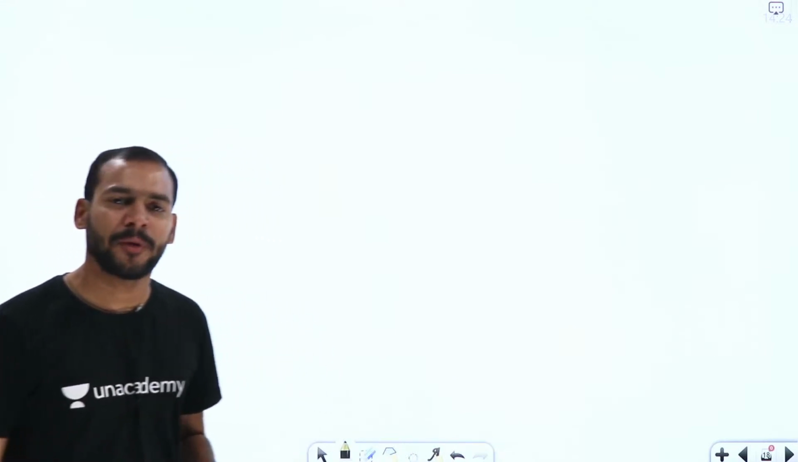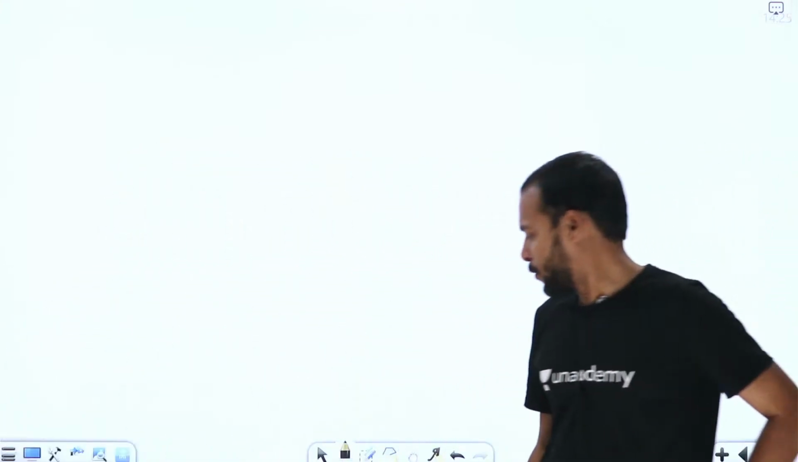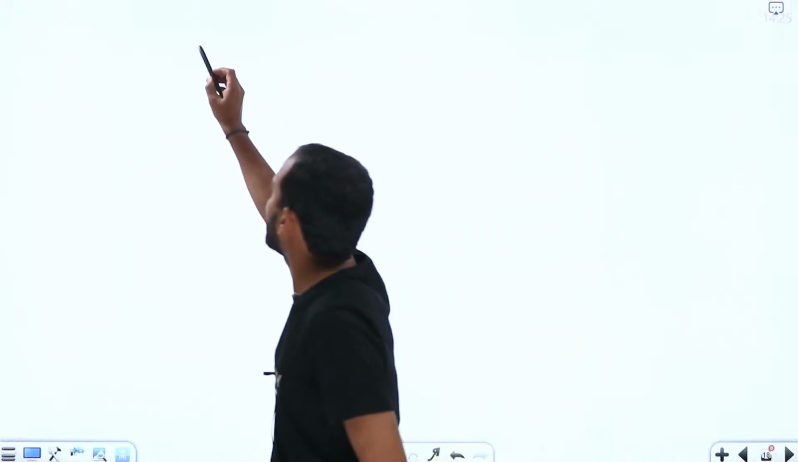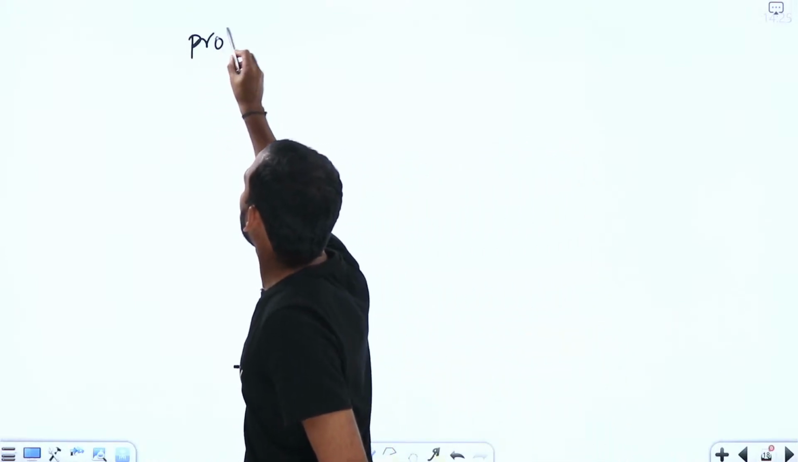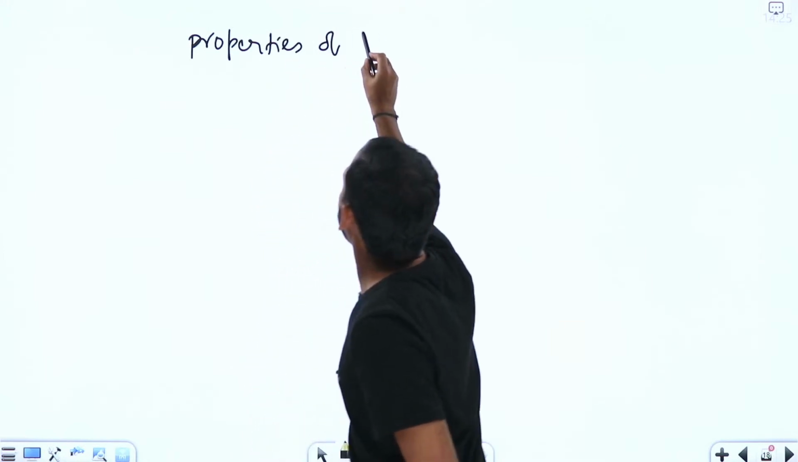In the last class, we started integral calculus, and as a first part, we saw the basics also. Now, in this session, we are going to see some of the properties of definite integral, and we will try to solve some of the previous GATE questions on that. Let us start with the properties directly. We are going to see some of the properties of definite integral here.